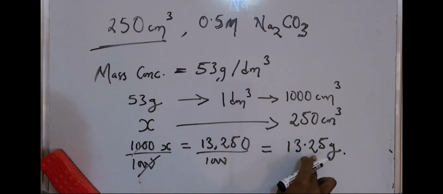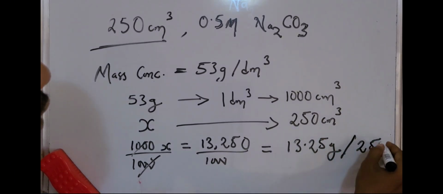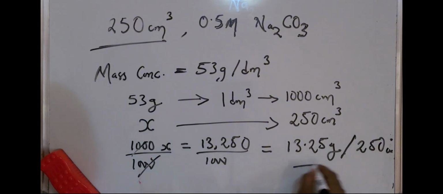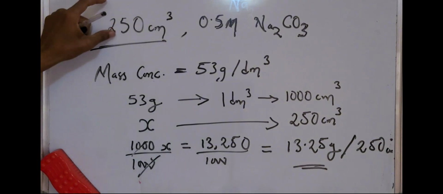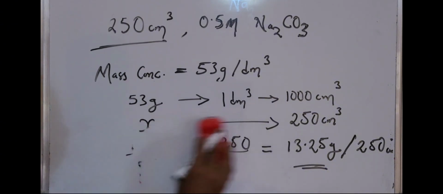And if you want to prepare this in 250, this is what it means. That means you are taking this mass, all right, in 250 cm cube. And this is how you prepare it. Okay. This is just simply how you do this. There are other ways of doing it, but this should be understood.